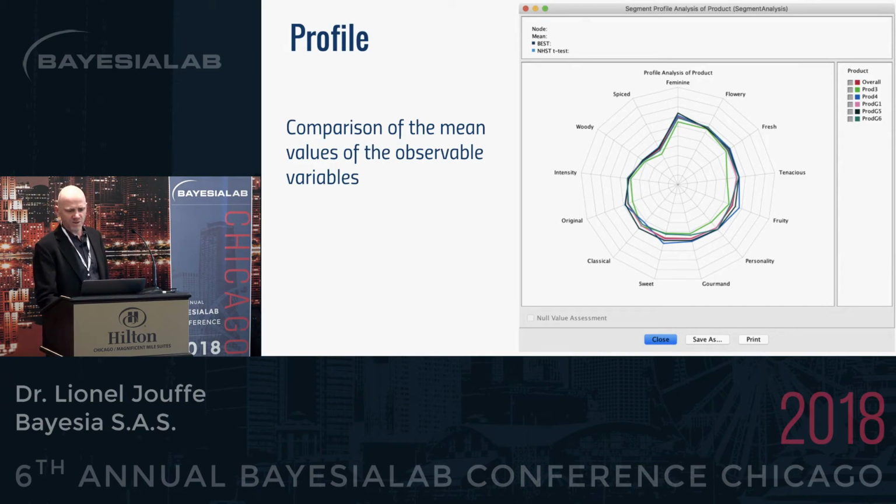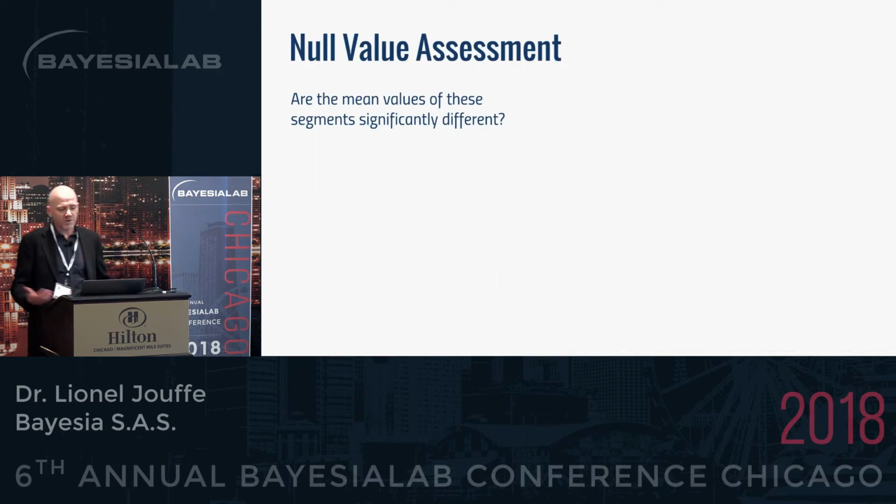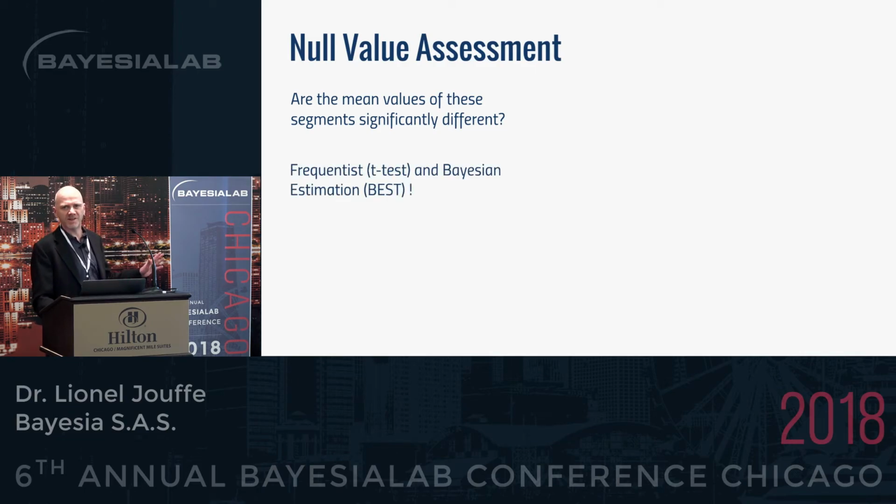So now you have this radar chart that gives you the mean value for all the segments. And there is an option here to carry out a null value assessment. So the idea is to just know, are the mean values significantly different, right? So we have implemented, well, not so complex, the t-test, right? And the Bayesian estimation called BEST, right? So it comes from Kruschke.